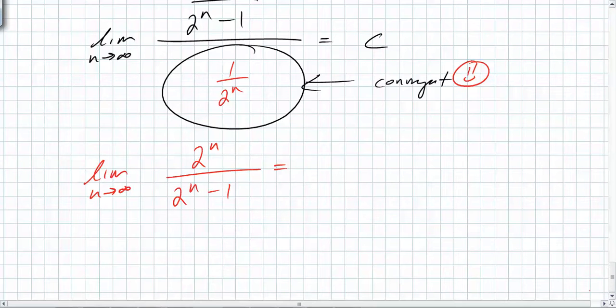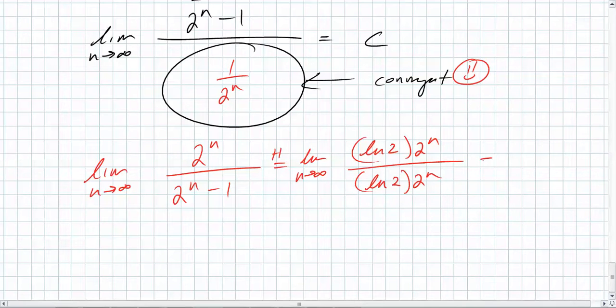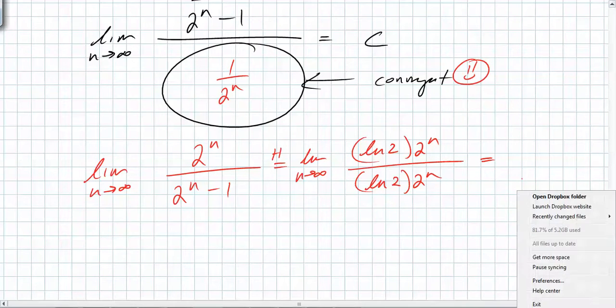Can we apply L'Hopital's rule? We can, and you just answered the next question. You could use L'Hopital's rule, and what do you end up with? The limit as n goes to infinity of what? Yeah, ln 2 times 2 to the n over what? Yeah, what is that? 1.